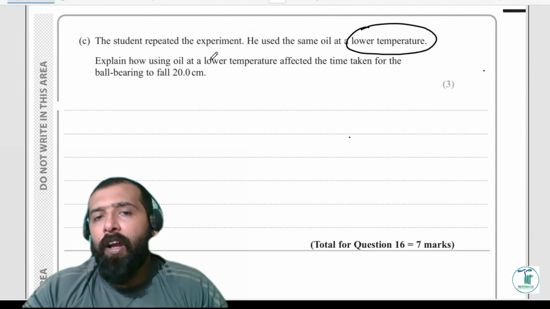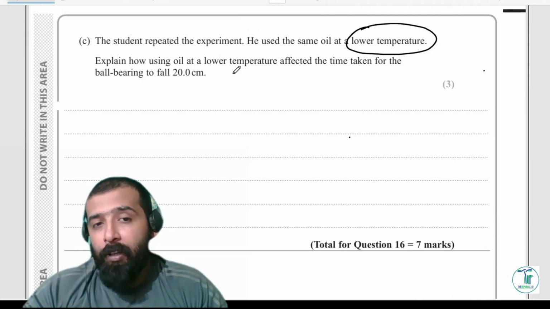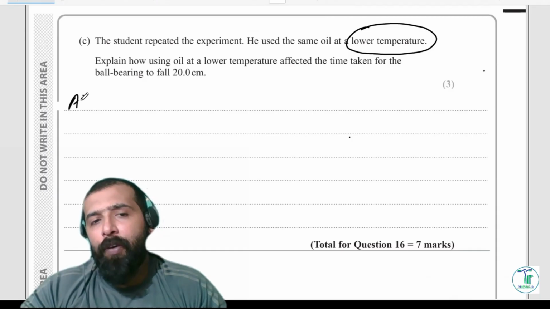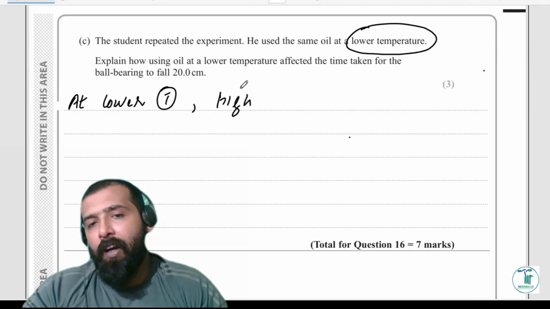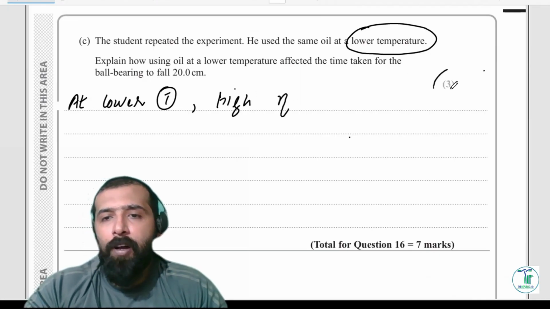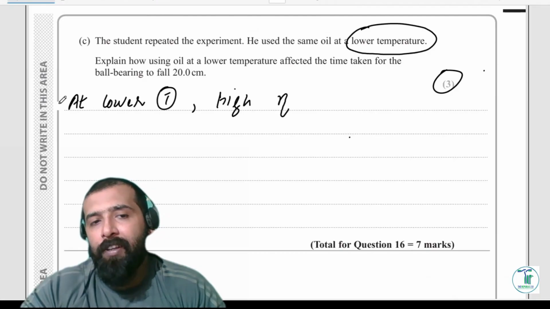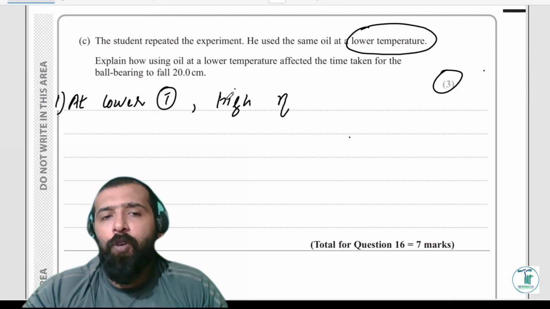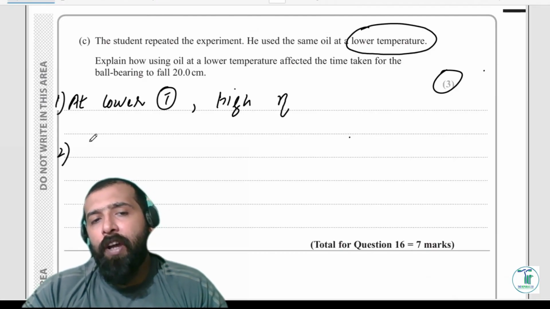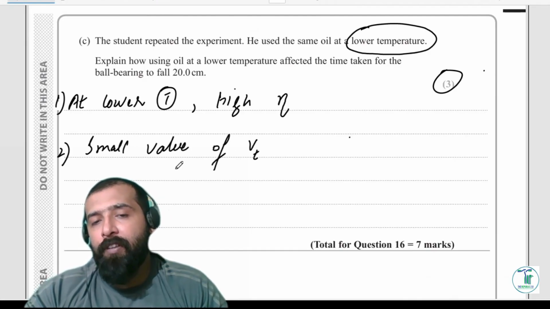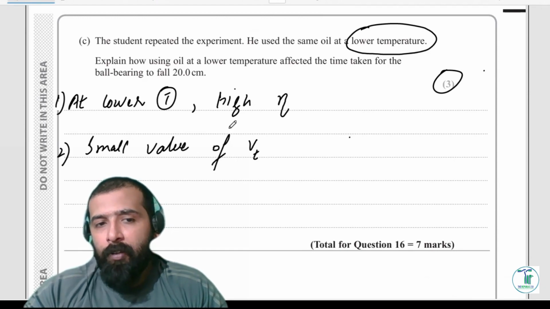Explain how using oil at a lower temperature affected the time taken for the ball bearing to fall 20 centimeters. So everybody knows that whenever you're talking about lower temperatures, at lower temperatures you must be having a higher viscosity, right? 3 mark question, so I'll make sure to write down at least 3 points. Higher viscosity means that the body should have a very small value of terminal velocity.